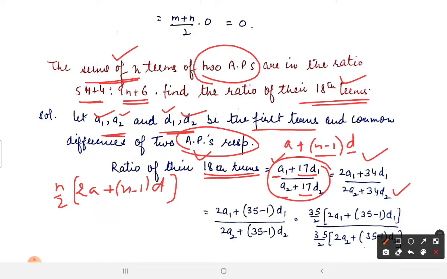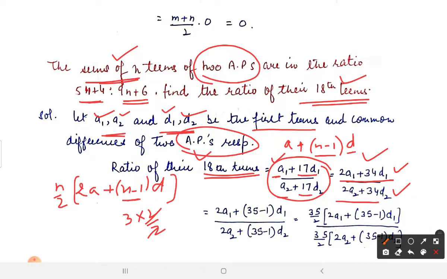Suppose we have 3 here. If I multiply with 2 and divide by 2, it remains the same. So multiply the denominator and numerator. Numerator ko 2 se multiply kiya, denominator ko bhi 2 se multiply kiya. We will get 2a1 plus 17 into 2 is 34 d1, and next we have 2a2 plus 17 into 2, that is 34 d2.